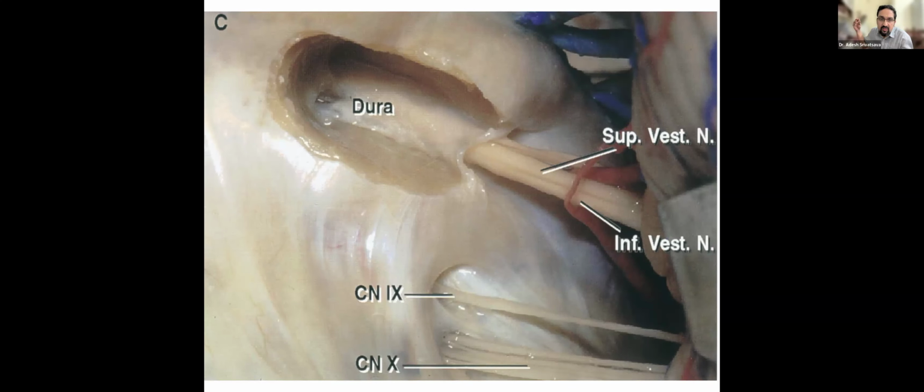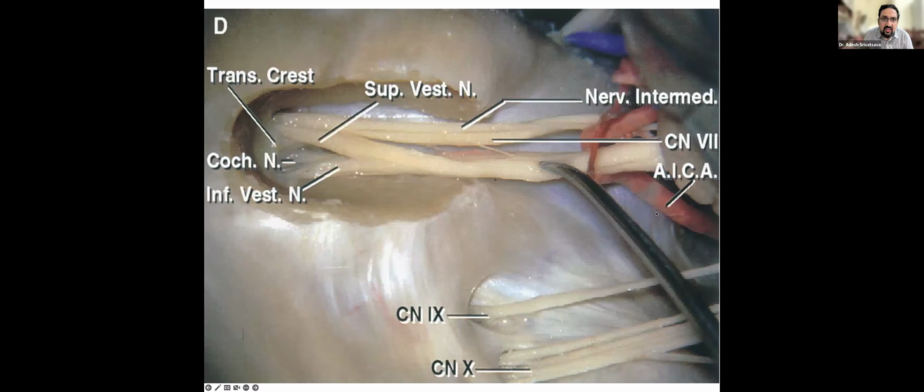So this dural sheath attaches then to the perineurium of these nerves later in the course. We'll see that a little bit later. Once the dural sheath has been removed, as can be seen here on this side, one can appreciate that the transverse crest is separating the superior part and the inferior part.